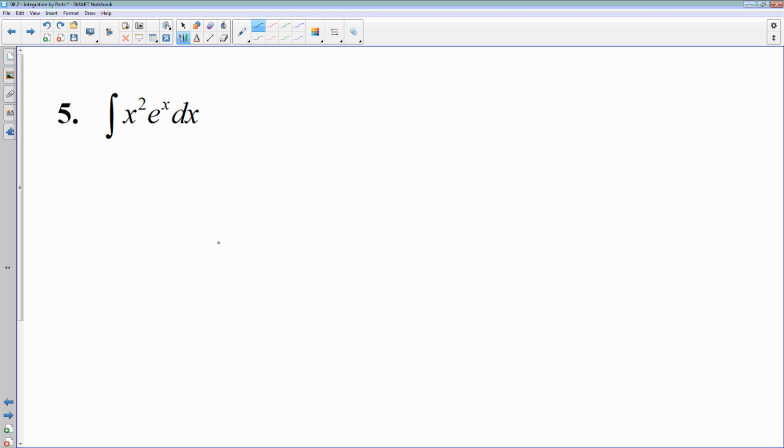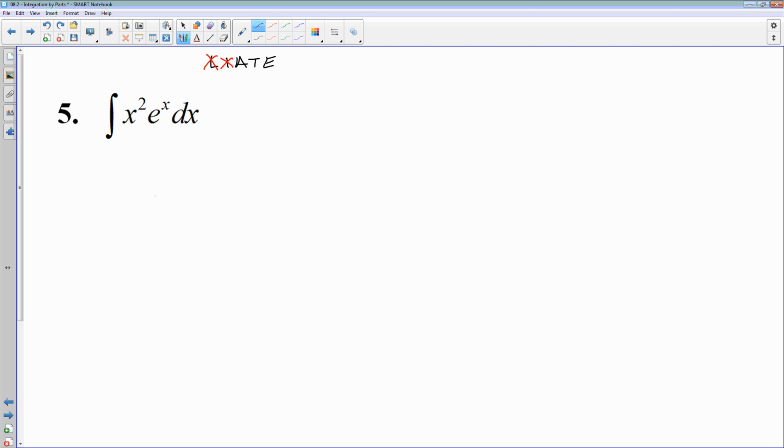Let's try this one, x squared e to the x. I believe this is the last one I wanted to do, although I'm going to show you two ways to do this one because it does something interesting. Let's see, we have LIATE, L-I-A-T-E. There is no logarithmic function. There's no inverse trig function. There is an algebraic function in x squared.